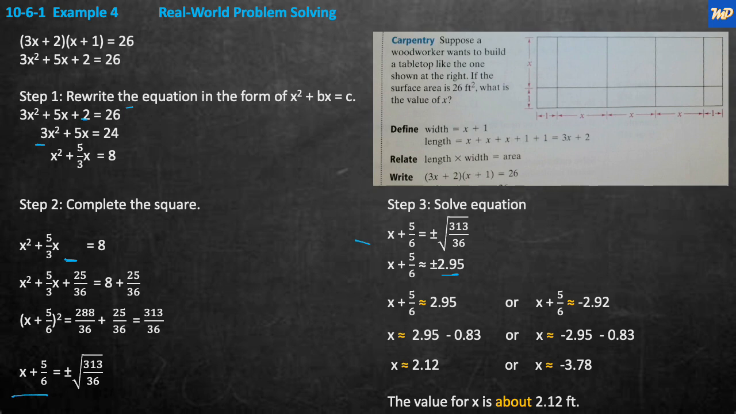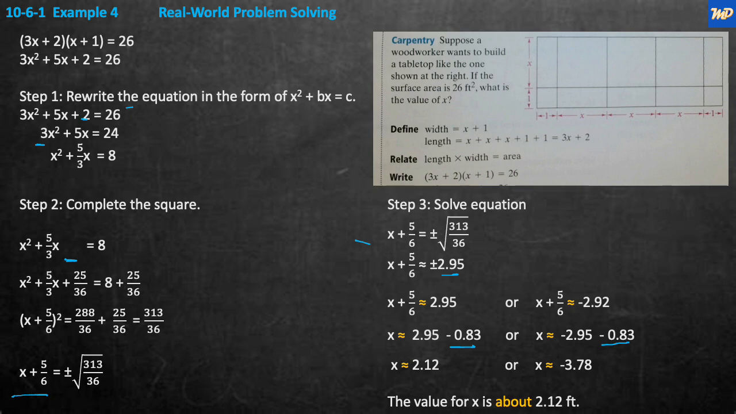So now that we have that, we can solve for the value here. Because this is plus or minus, right? x plus 5/6 is approximately equal to 2.95, or x plus 5/6 is approximately equal to minus 2.95. Okay, so now we can get the x by itself. By doing that, we're going to subtract 5/6 from each side. And when we do that, 5/6 is 0.83. So we're going to subtract 0.83 from both sides of the equation.